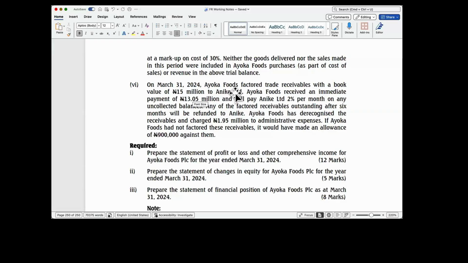If Ayoka had not factored these receivables, it would have made an allowance of 900,000 against them. And we are told to requirement.